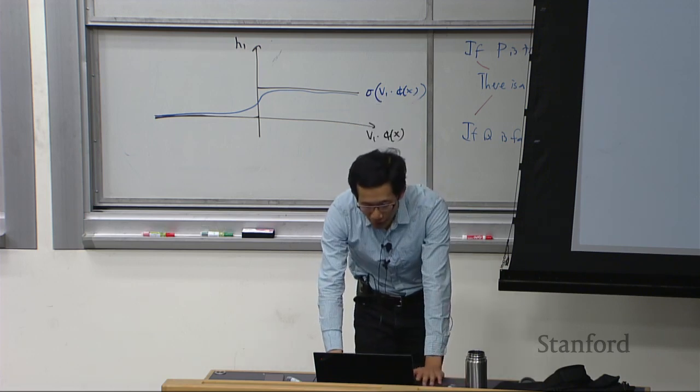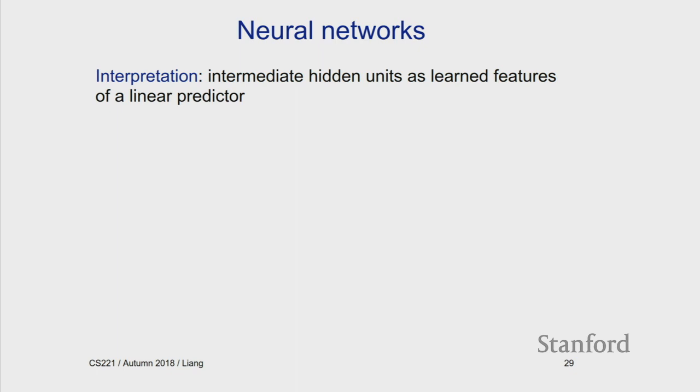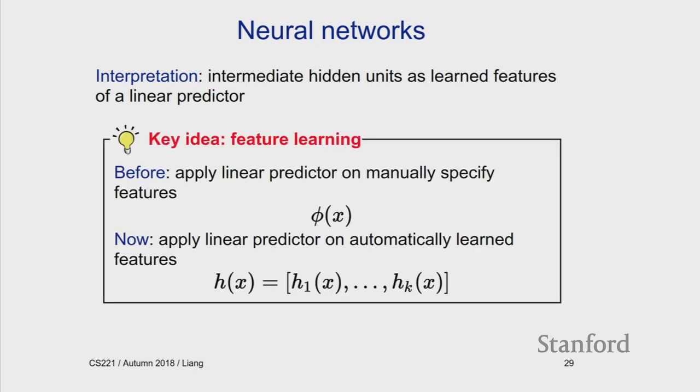Okay, so let's move on. So the neural network, here's one way to think about what it's doing. Remember, before, what we were doing is taking a linear predictor on these manually specified features, phi of x. Now you can think about the neural net as also, in some sense, a linear predictor, but on learned features, meaning h1 through h2, h3, all the way to hk of x. So these are not fixed, they're learned.